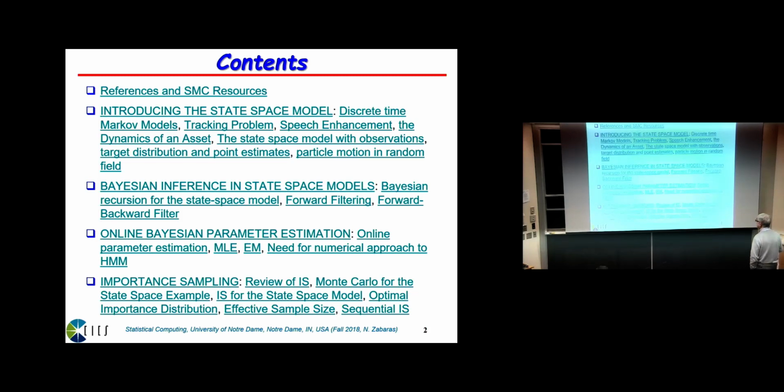All right, and then somehow, if we manage all of these things, maybe tomorrow we will review importance sampling, and then we will see how importance sampling is applied to this type of problems.